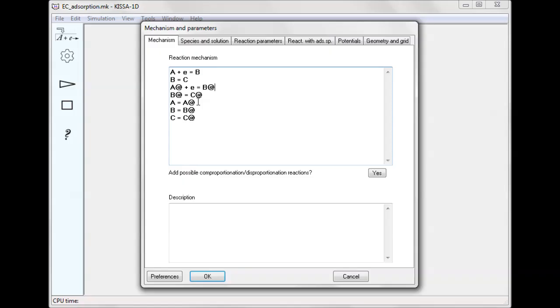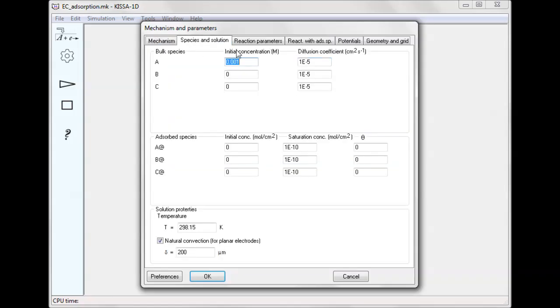For solution species, one must set their bulk concentrations and diffusion coefficients, while for adsorbed ones, their initial and saturation surface concentrations must be defined. Initial concentrations can be set either as absolute concentrations or as relative surface coverages. In this case, initial concentrations are zero, but they reach their nearly equilibrium values while the electrode is held in the solution for 50 seconds at its rest potential before the voltammetric scan.